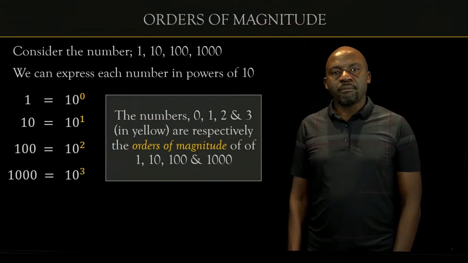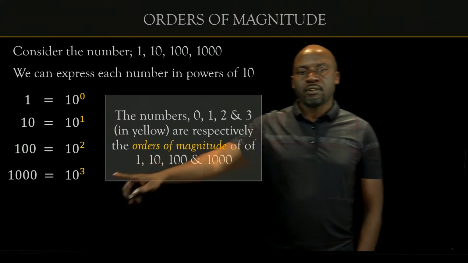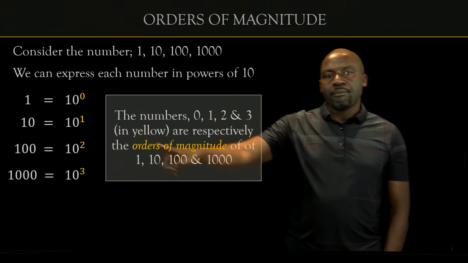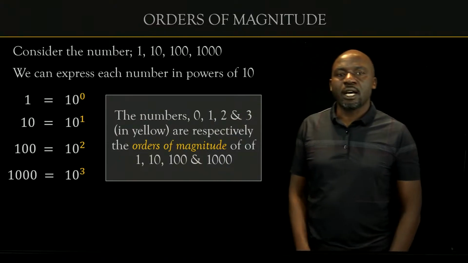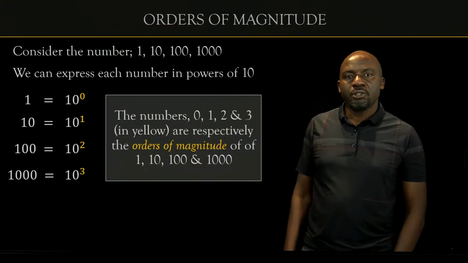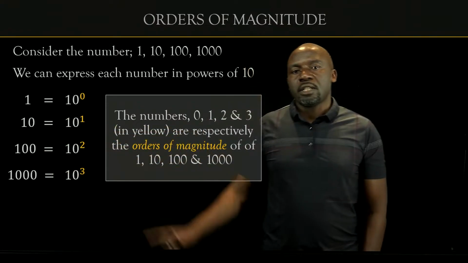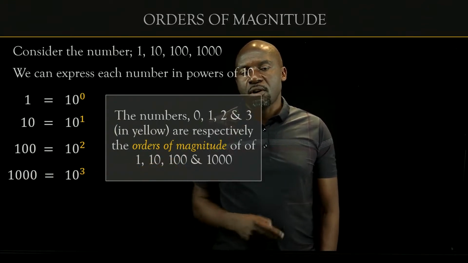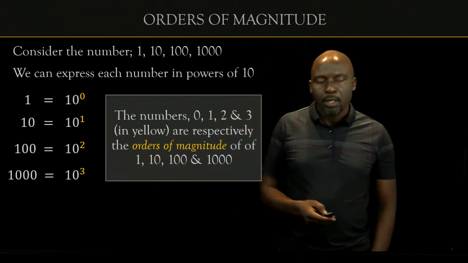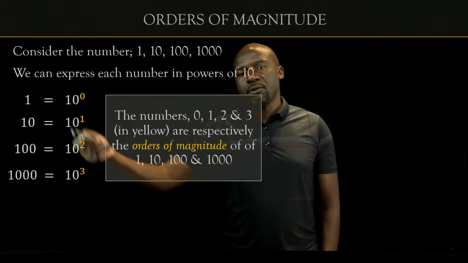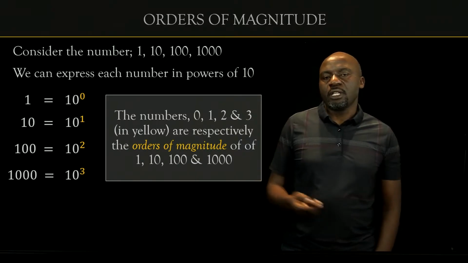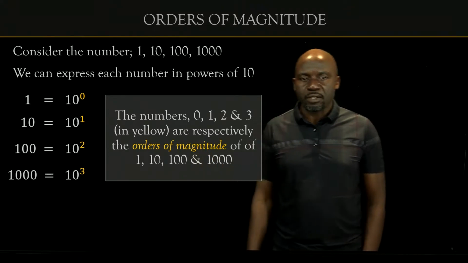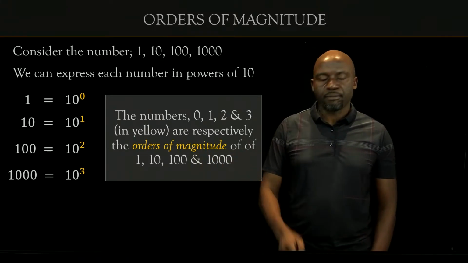In fact, any number can be expressed as 10 to the power of an integer. Okay, approximately as 10 to the power of an integer. So the numbers 0, 1, 2, and 3 are referred to as the orders of magnitude of the respective numbers. So 10 in orders of magnitude is 10 to the power of 1. 1,000 in orders of magnitude is 10 to the power of 3. Okay? But it is not limited to 1, 10. It's not limited to numbers with zeros like this. We can express 57 in orders of magnitude. We can express 500 in orders of magnitude as well.